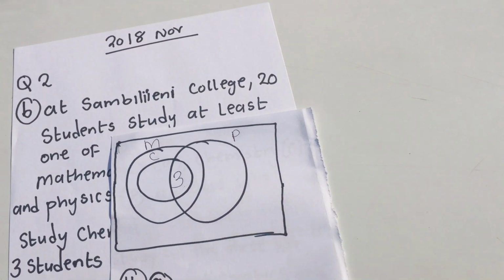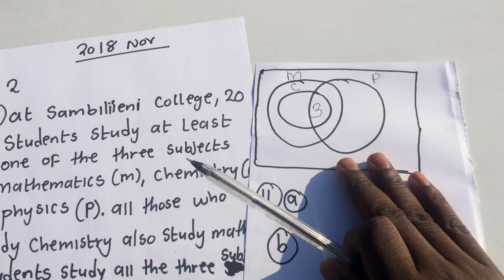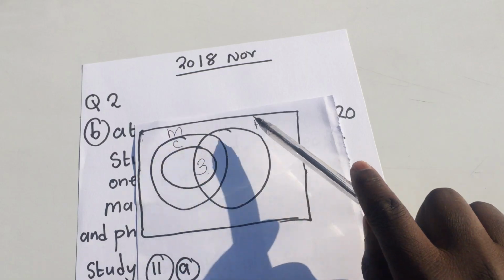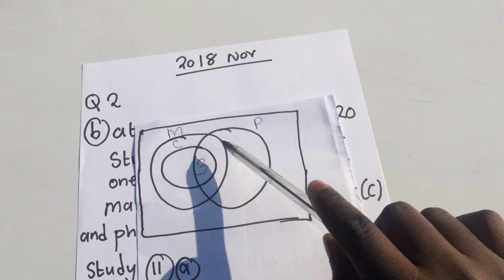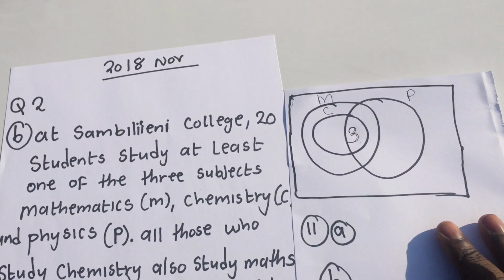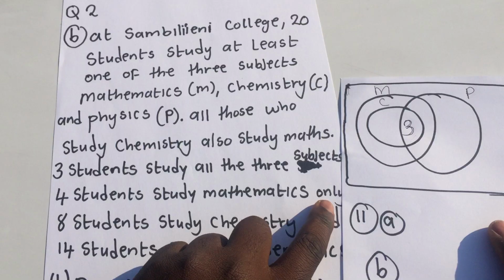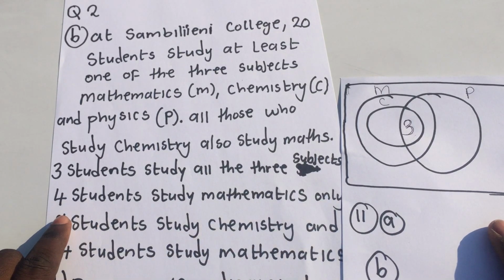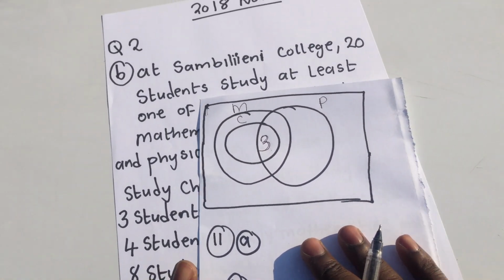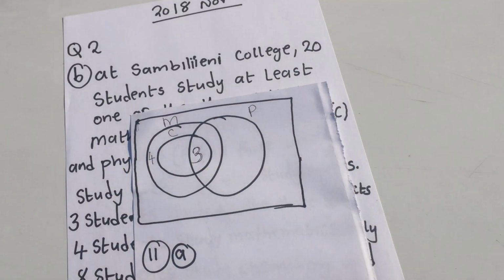The first thing you do, you check the people who study all the 3 subjects. There are how many? 3. So you write 3 here at the center of all the sets. Maths, physics, chemistry, they pass here. The next one, they said 4 students study mathematics only. Since it's only, you come to maths, you put it on the set for maths. That's where you put your 4.